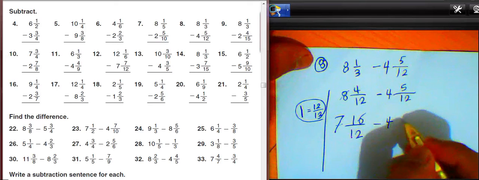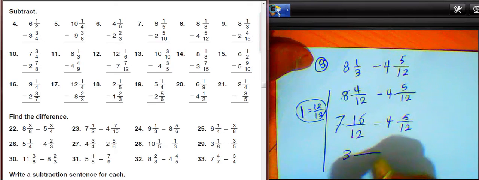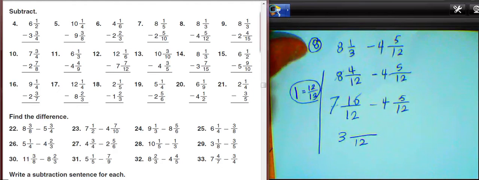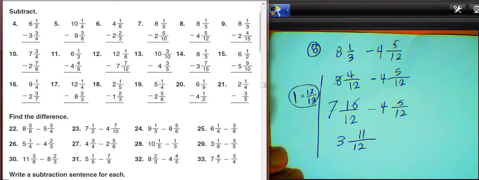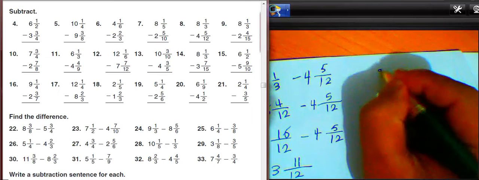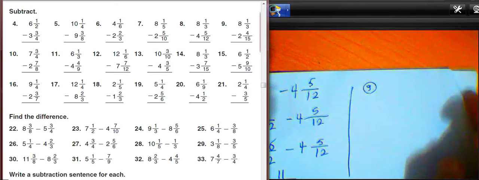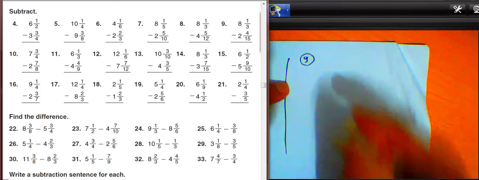Subtract 4 and 5 over 12. 7 minus 4 equals 3. We can write 12 here. 16 minus 5 equals 11. So the result will be 3 and 11 over 12. Question number 9. Look with me at question number 9.